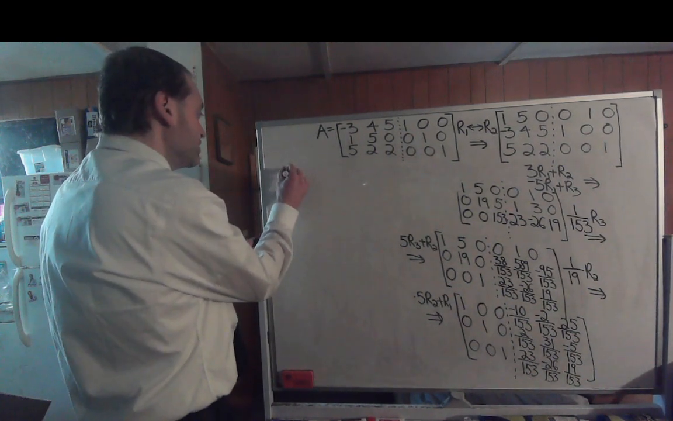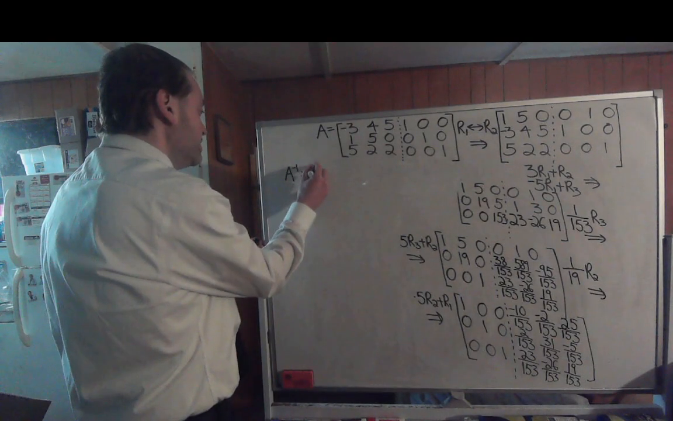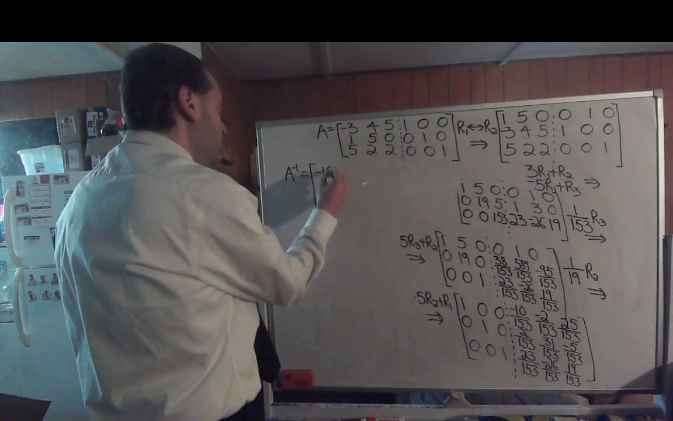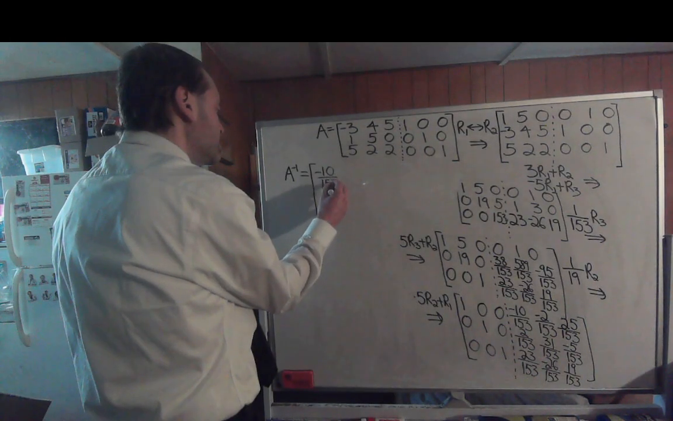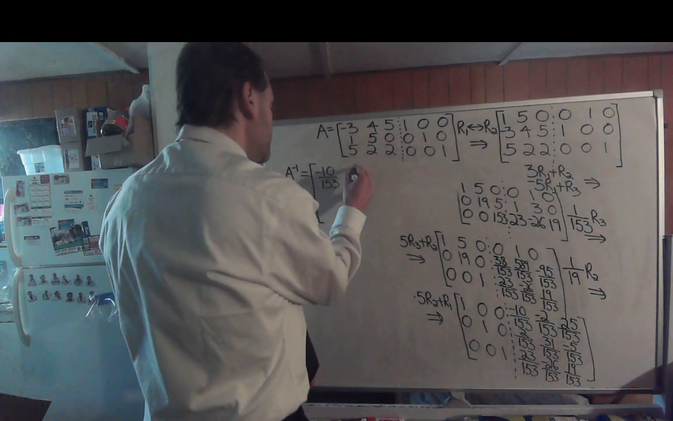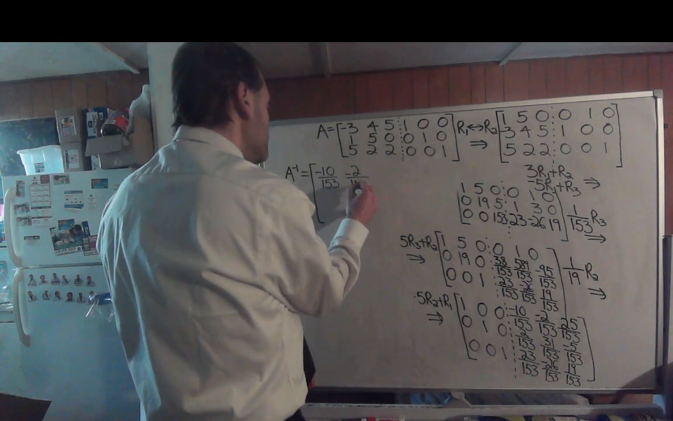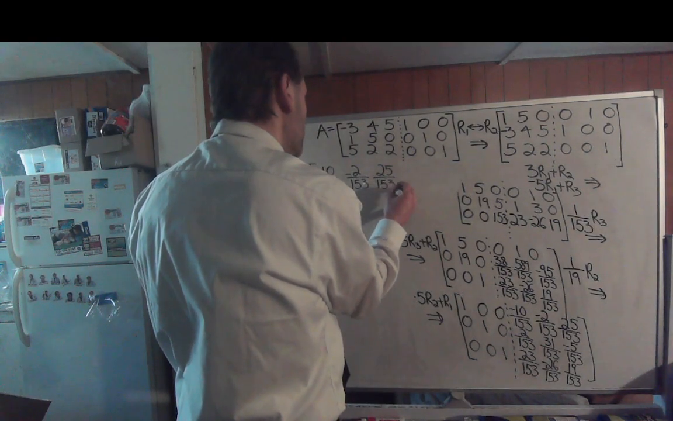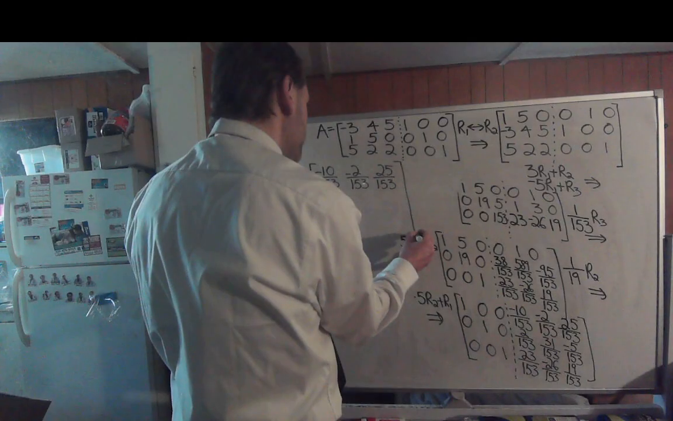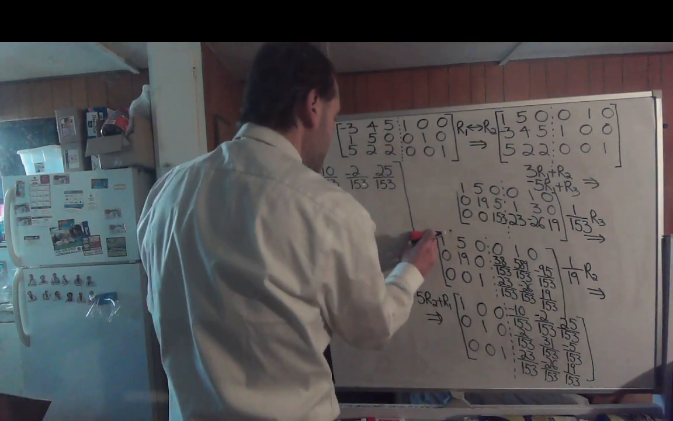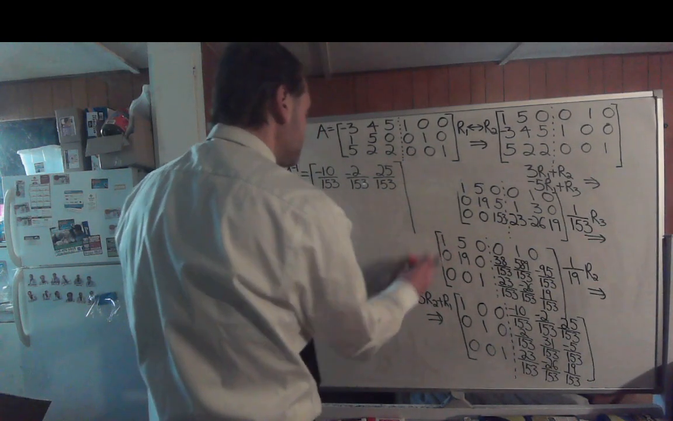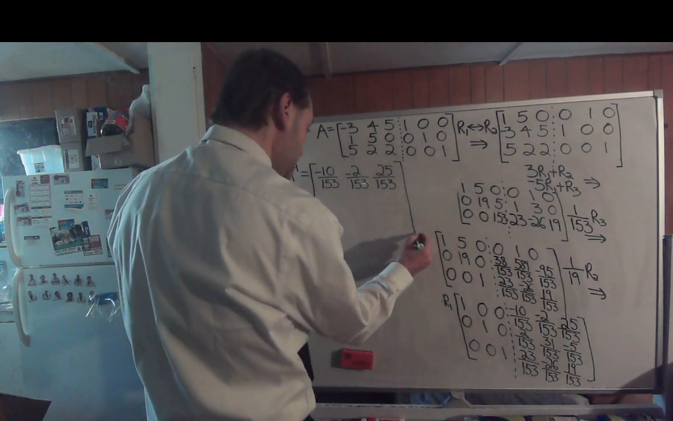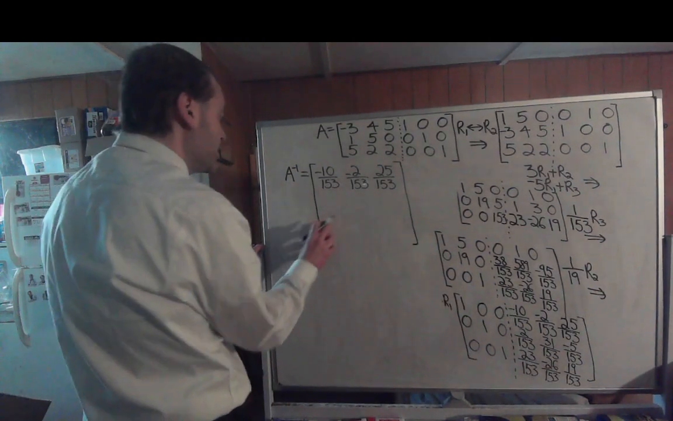So A inverse would be equal to this awful, hideous thing of negative 10/153, negative 2/153, and then 25/153. That's just your first row. Let's erase some of that so I don't run out of room, because we have a lot of fractions here.